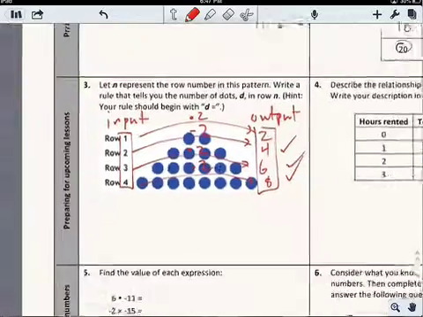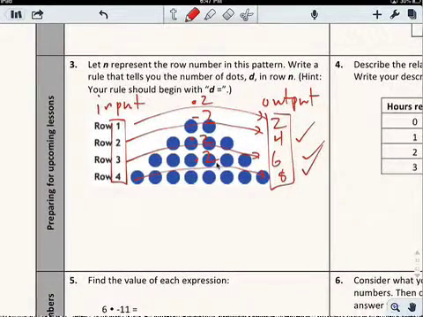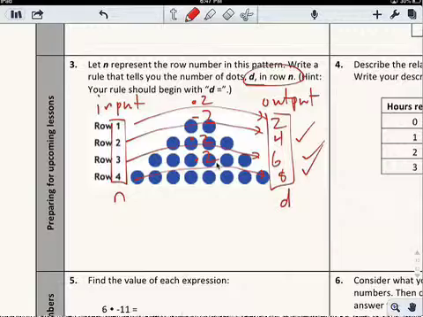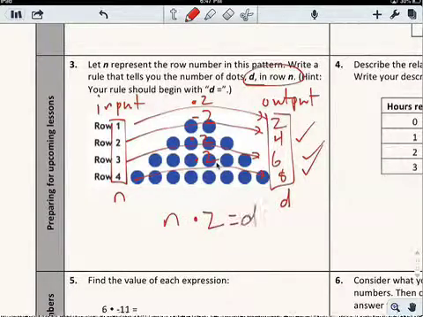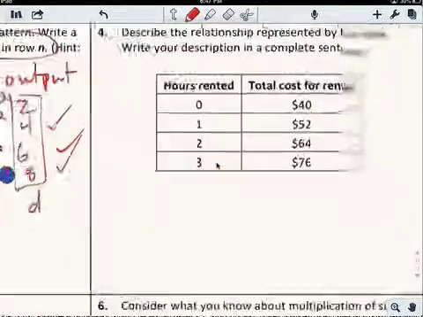All right, and really all I'm thinking about here is that my output is the number of dots, D, and my input is the number of rows, N. I'm getting that information from right here. And so it looks like I have to take N times 2, and I get the output D. Looking pretty solid. All right, let's keep moving.